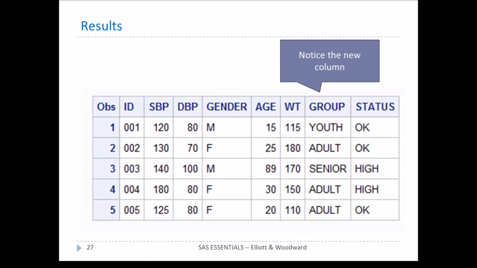And if we put that into a program, we'll notice then we get a group variable. We still have the status variable over there, but we get a group variable now, youth, adult, senior, and so forth, that has been calculated from the age variable.